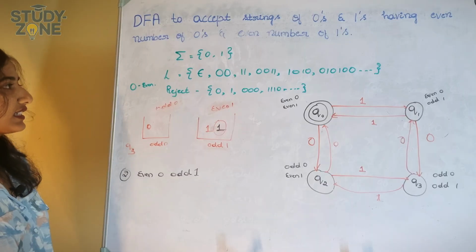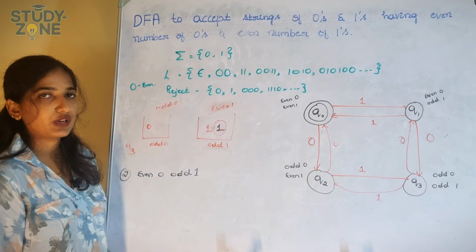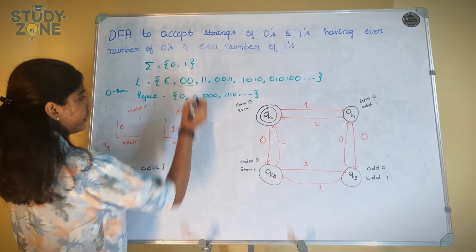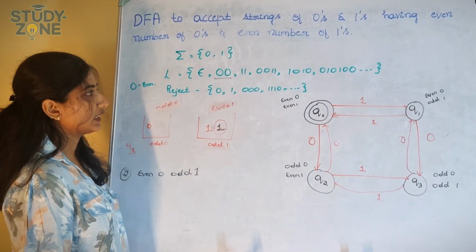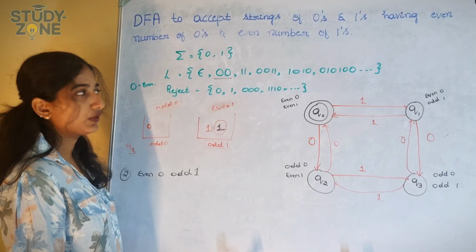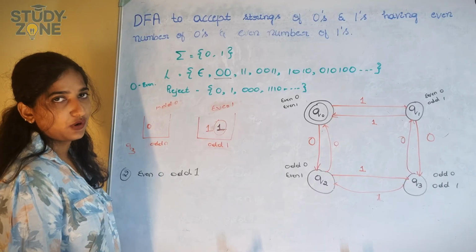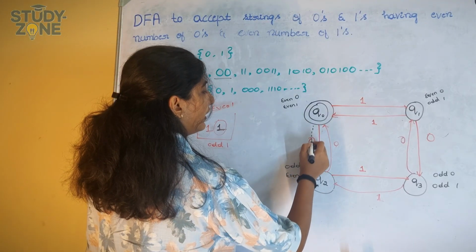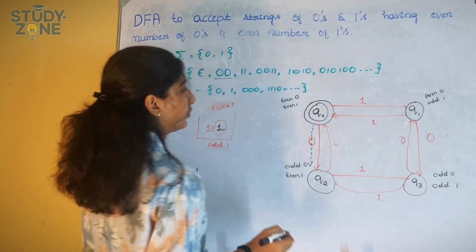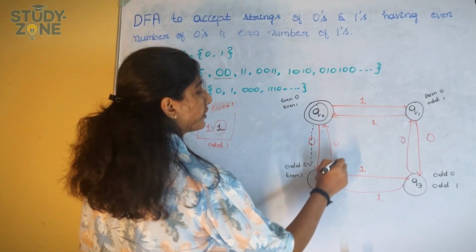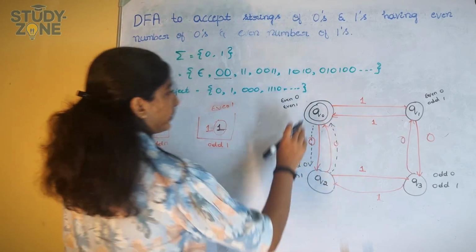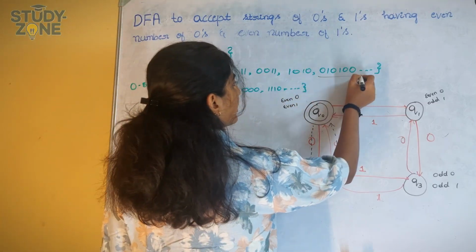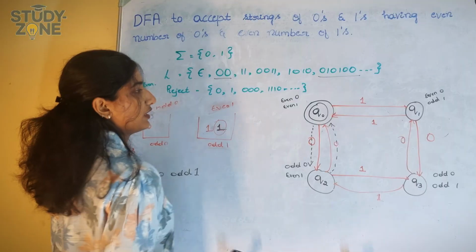Okay. Now let us take some examples and check whether our transition diagram is correct or not. Let us take the first example, 0, 0. We need to accept only even number of terms, right? So Q0 on 0, it is moving to Q2. Again 0, Q2 on 0, it is moving to Q0. This is the accepting state. Done.